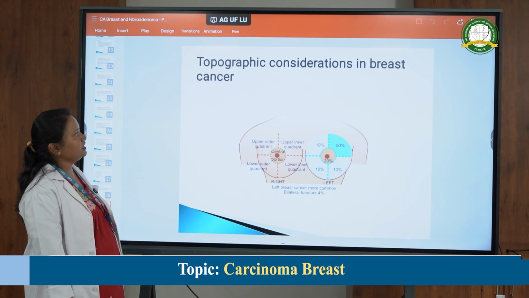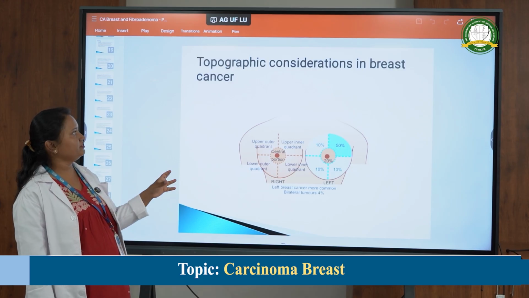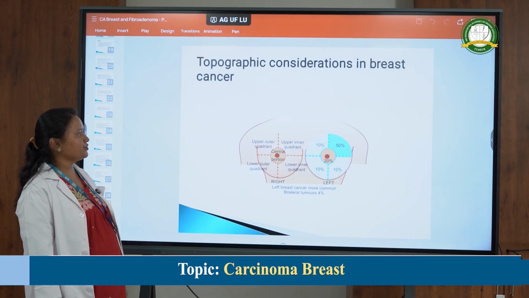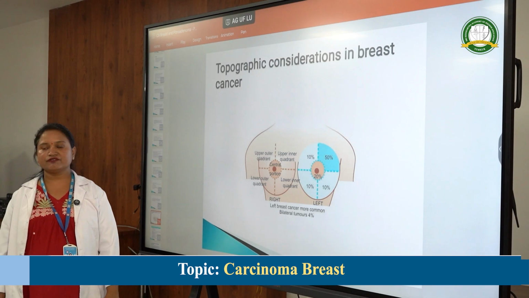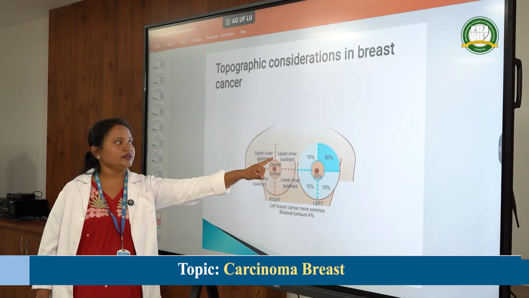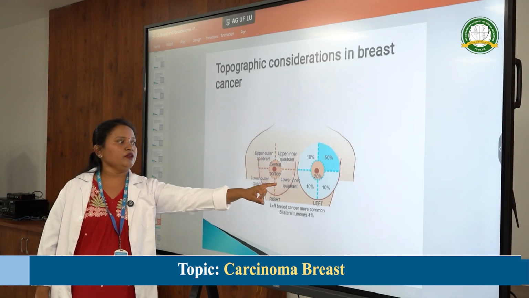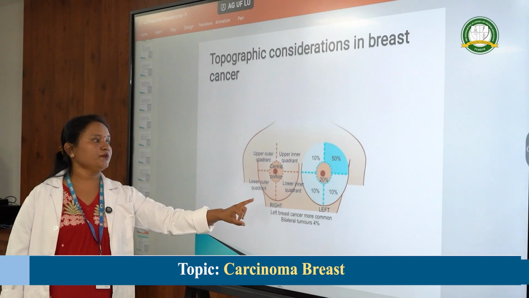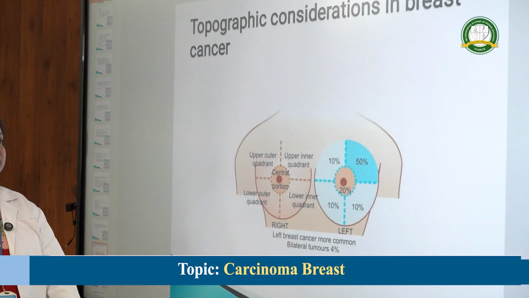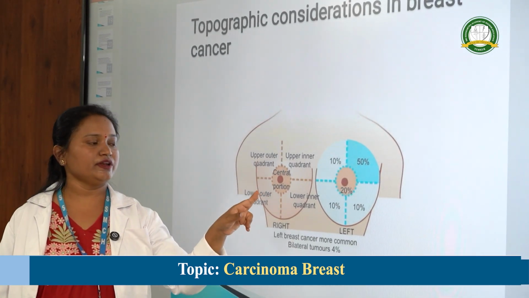So here you are seeing the topography of the breast cancer. So you know there are 4 quadrants of the breast. So upper inner quadrant, upper outer quadrant, lower inner quadrant, and the lower outer quadrant, and the central portion where nipple areola is seen.